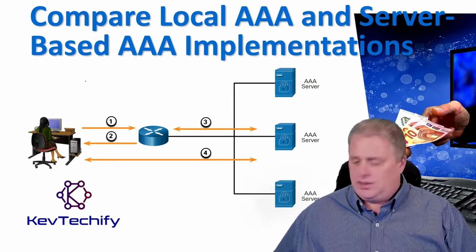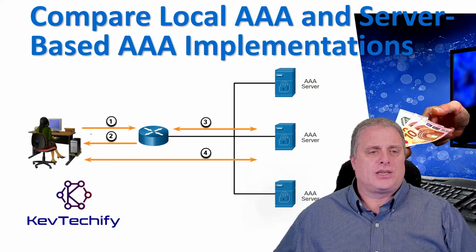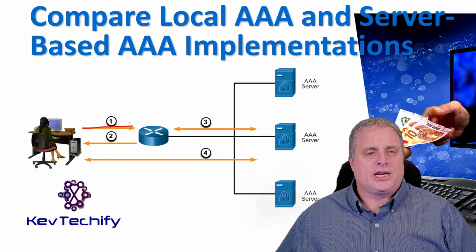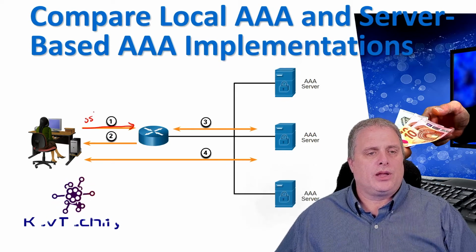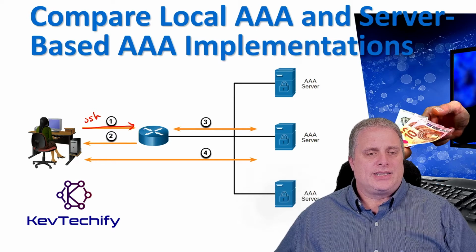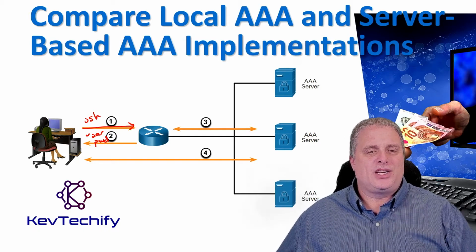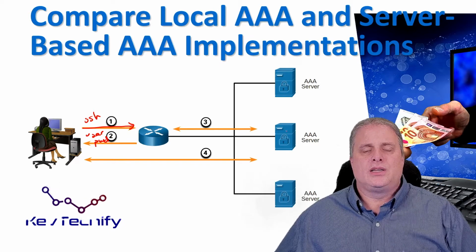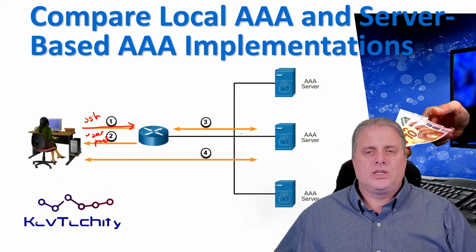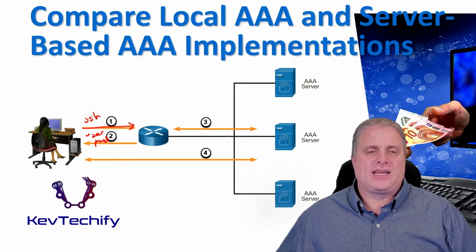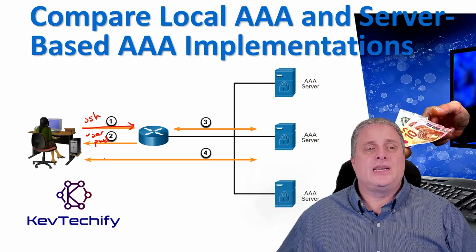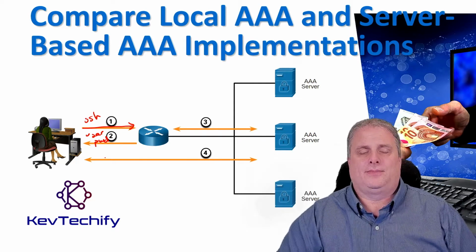And what we have here is our AAA process. So the user establishes a connection, once again, typically something like with SSH. It establishes a connection to this router. The router then prompts for the username and password. The router gets that information back and it queries the AAA servers. Once it authenticates them, it sends back and says, yep, that user is authenticated.